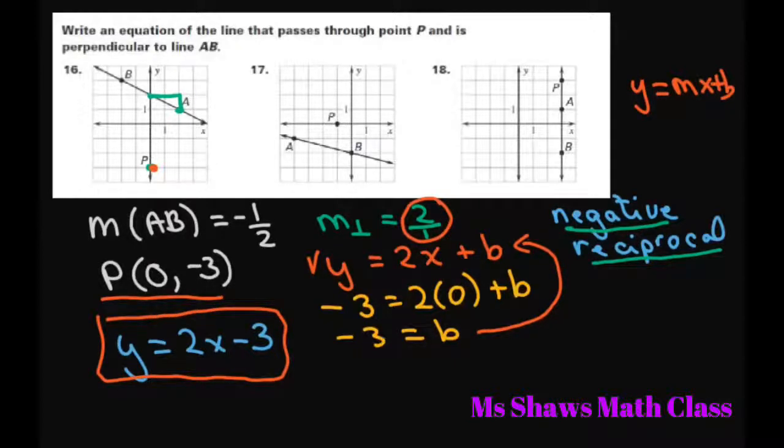And if I graph this, I would go from my y-intercept, and I'm going up 2 over 1, up 2 over 1, and that would be a perpendicular line there. Okay, it forms a right angle. Now let's do the other two.